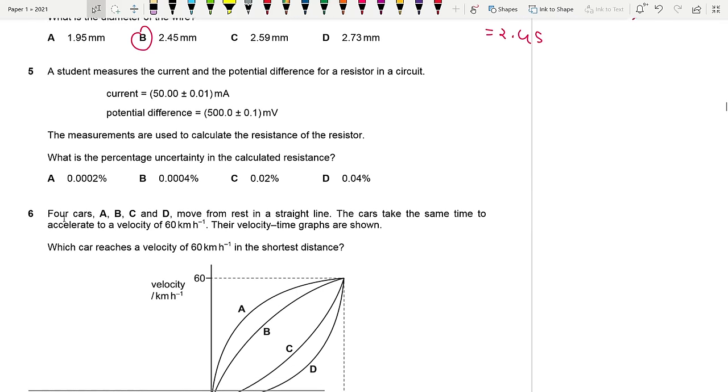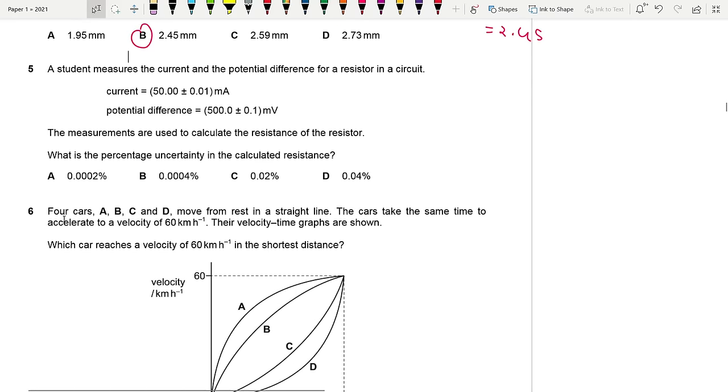Moving on to 5, a student measures the current and the potential difference for a resistor in a circuit. The measurements are used to calculate the resistance of the resistor. What is the percentage uncertainty in the calculated resistance? You guys know the drill, right? V is equal to IR, R is equal to V by I.